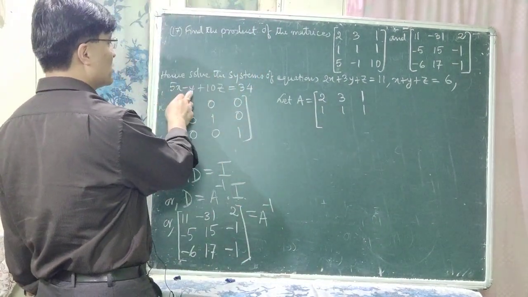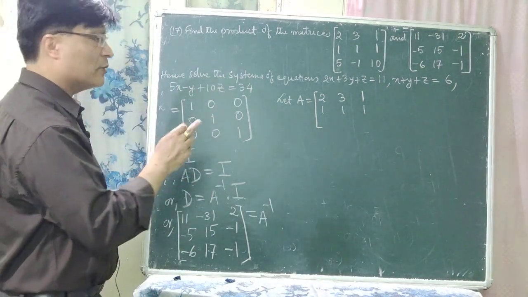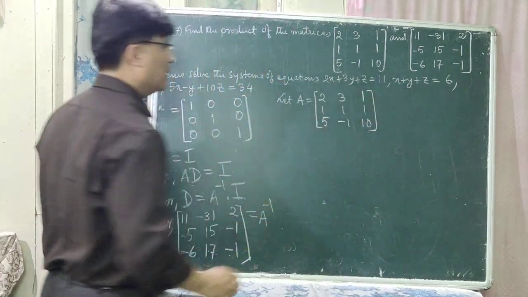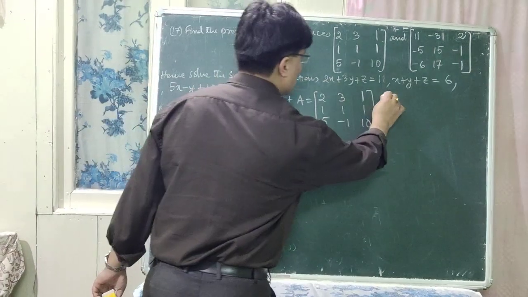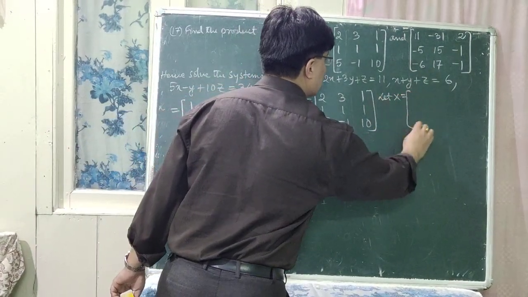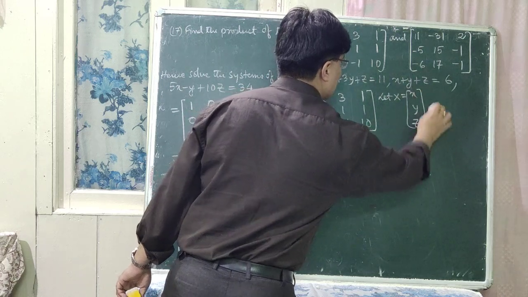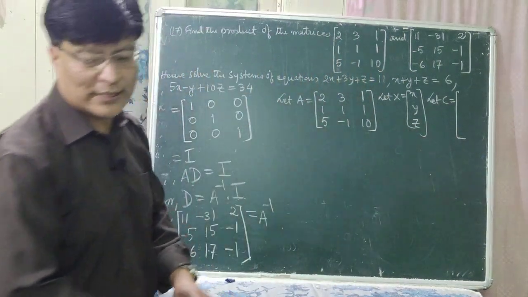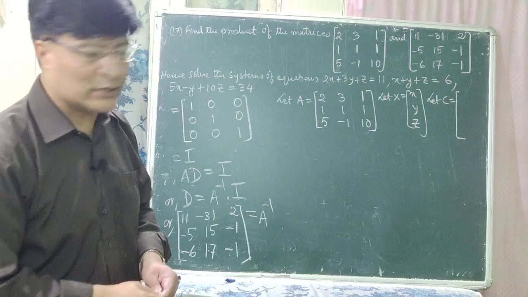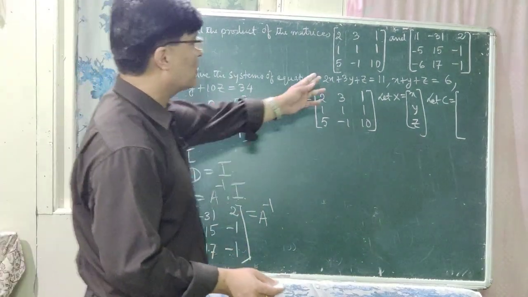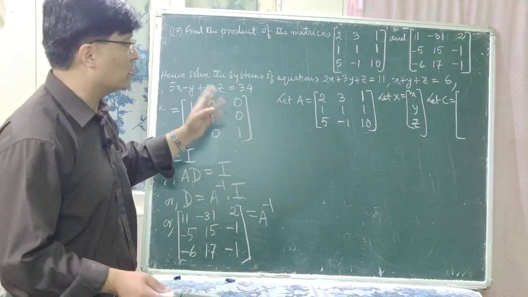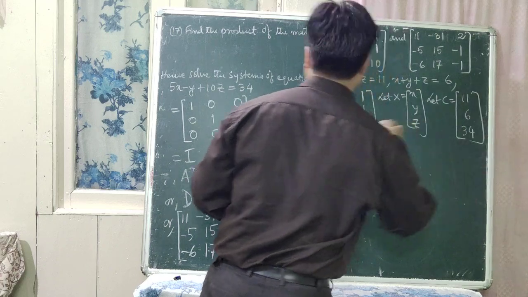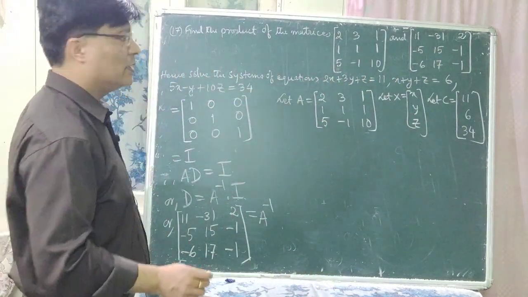Next, you have to write down the coefficients of x, y, and z from the third equation in the third row. That is 5, minus 1, 10. Is that clear? So next, let capital X be the unknown matrix x, y, z, and let capital C be the column matrix of constants. The constants are on the right hand side of the given equations. That is 11, 6, 34, right?